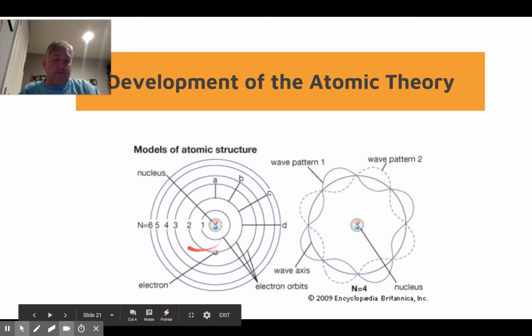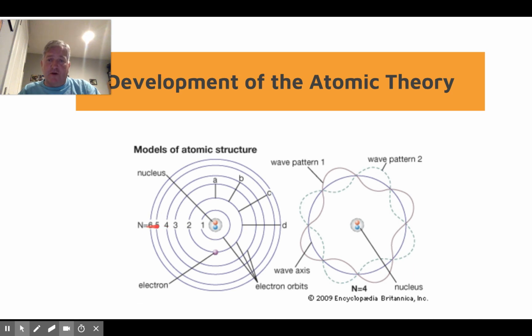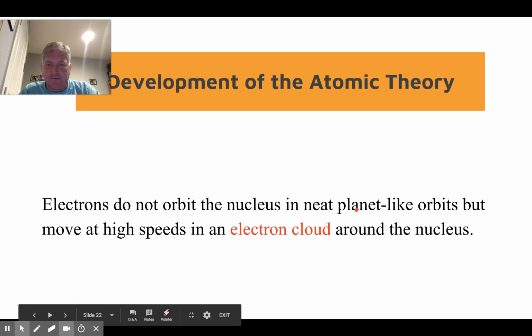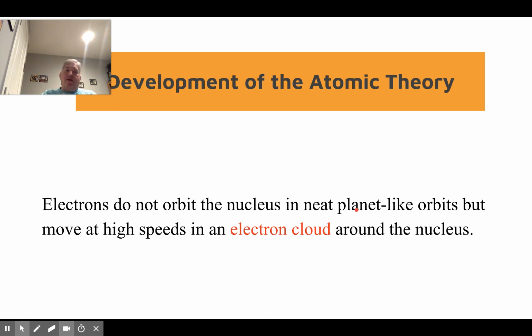So here is Bohr's model. Again, the shells, your nucleus, and all the things that go on here. But what we've now discovered is that, yes, you have the shells. So here's the shells, 1, 2, and 3. But they aren't circular. They're kind of wavy. So here's one of the shells, and it's just going in and out. Here's the other shell. And these little areas, these wave axes, are called your electron clouds. It's where your electrons hide. So electrons do not orbit the nucleus in a neat planet-like orbit, but they move at high speeds in this electron cloud around the nucleus.